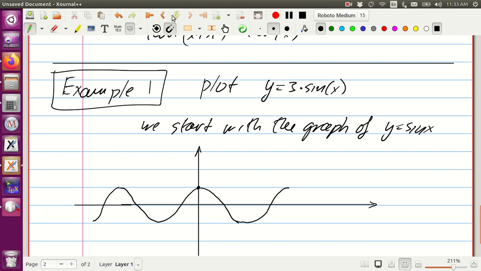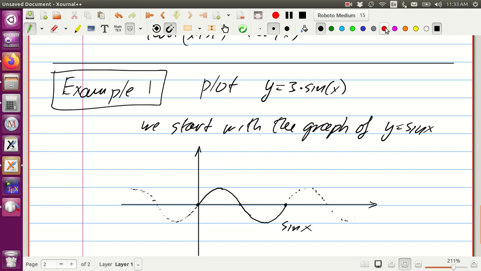Oh, I didn't do the right work. Sine, right? Sine. I drew cosine. So sine goes up, goes to the middle, goes down, goes to the middle, and then it keeps going like this.